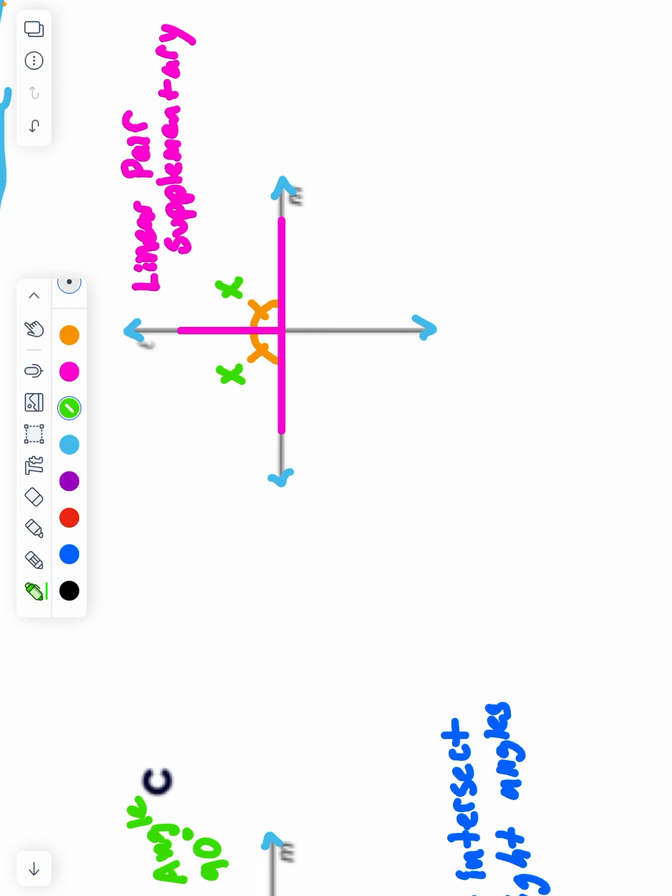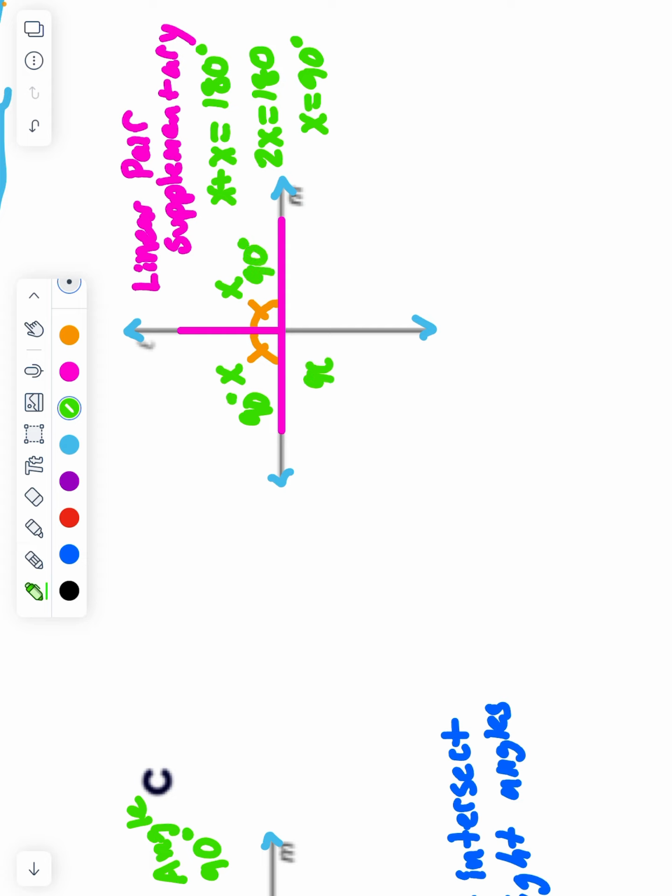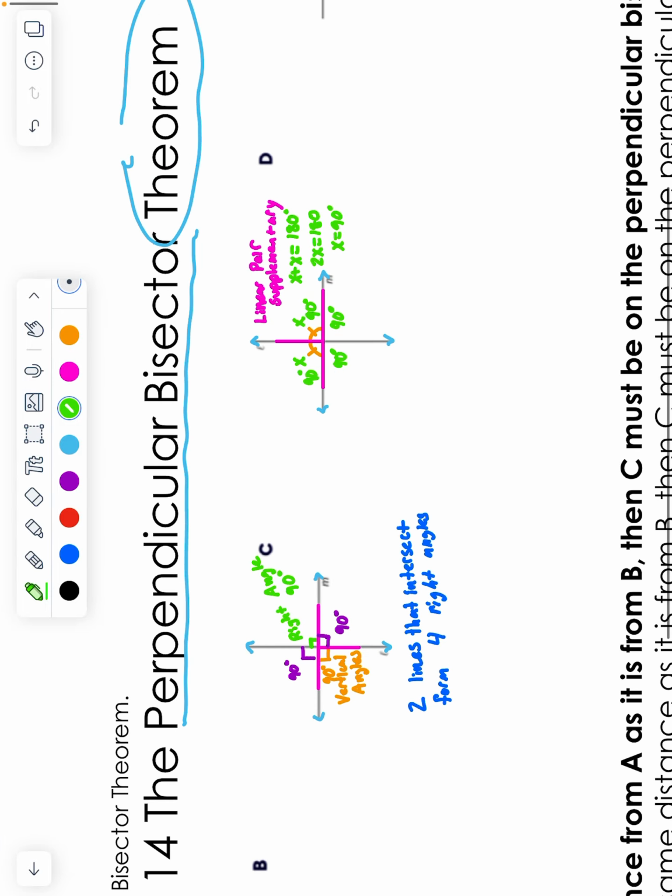Supplementary is a fancy way of saying two angles add up to 180 degrees. So then you would get 2x equals 180, or x would be 90 degrees. All righty, so that's 90 degrees, that's 90 degrees. Then vertical angles or more linear pairs, however you want to see it, boom, we got 90 degree angles going on again.